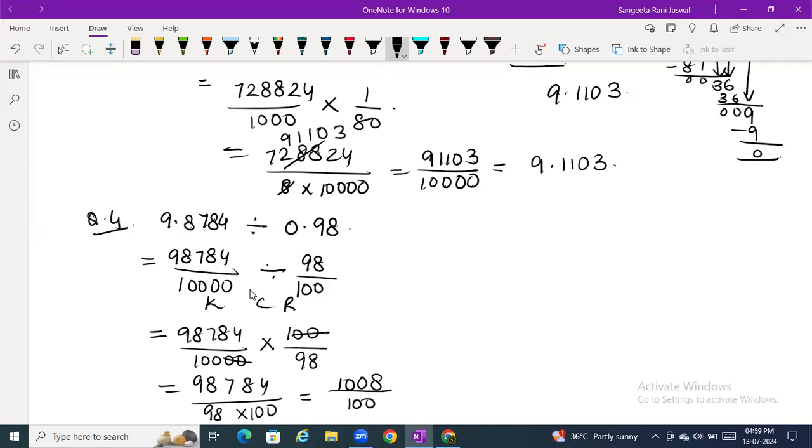So now your decimal point will be after 2 digits. Leaving 2 digits from the ones place, 10.08. You always start counting from the ones place. All right. Yes, ma'am.